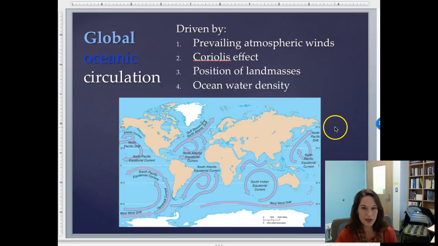Global oceanic circulation has a similar pattern, and it's driven by similar things, except in addition to the prevailing atmospheric winds caused by the uneven solar heating and the Coriolis effect, which shifts how those air masses flow. Other things that affect oceanic circulation are position of land masses and ocean water density. Salty, cold water tends to go deep, and warmer, less salty water tends to sit on the surface. And so depending on where that water is coming from and how long it's been sitting in the oceans, that determines whether it's going to be more deep or more surface water.